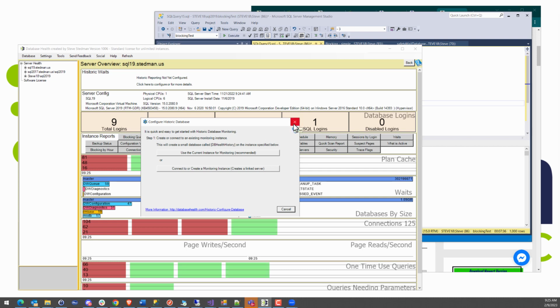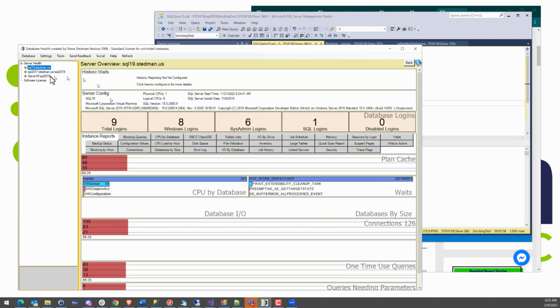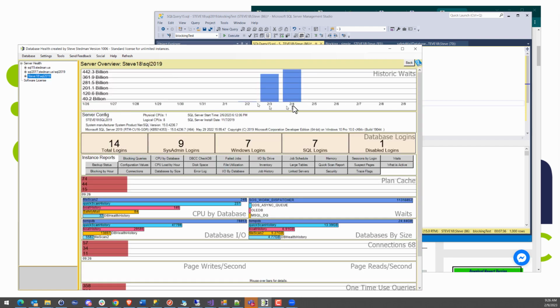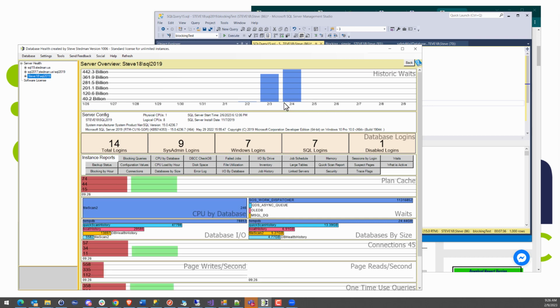We're not going to do it on that one right now because I already have it configured over here. And then it tracks information on what's going on over time. Here's a side note that's really interesting as we look at the performance here. On February 3rd and February 4th, I have, this is my development desktop, my home office.